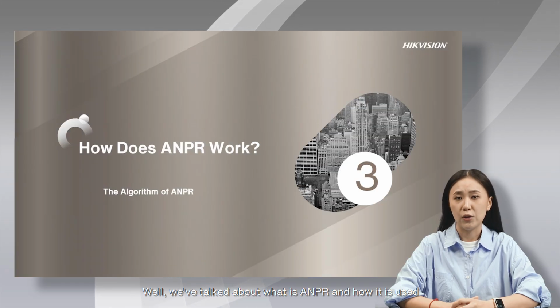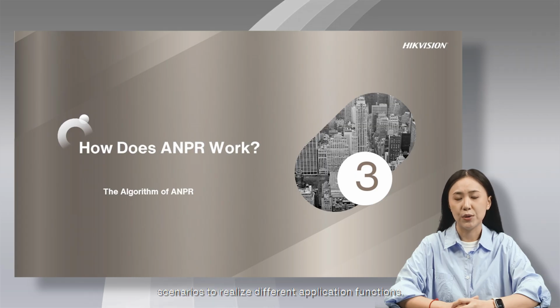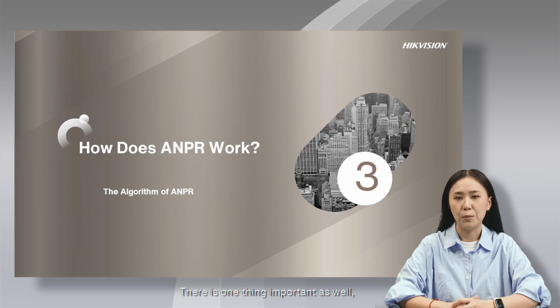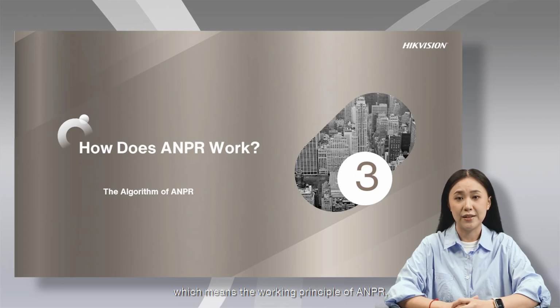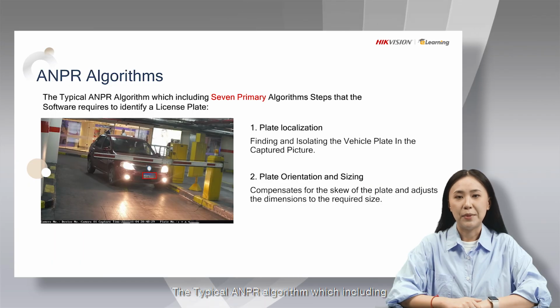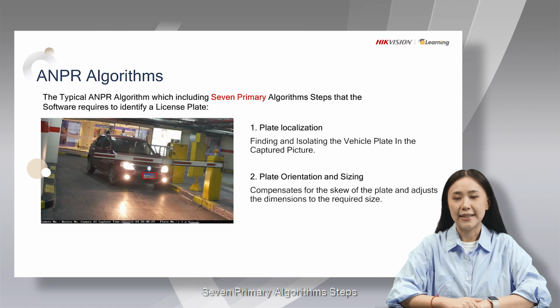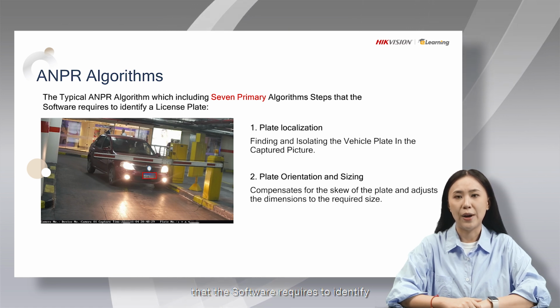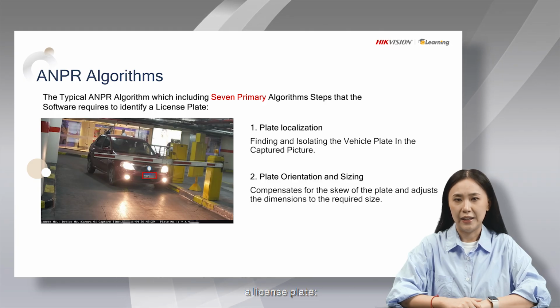Well, we've talked about what is ANPR and how it is used in different scenarios to realize different application functions. There is one thing important as well. We need to know how ANPR works, which means the working principle of ANPR. We'll talk about the algorithm of ANPR in this chapter. The typical ANPR algorithm includes 7 primary algorithm steps that the software requires to identify a license plate.